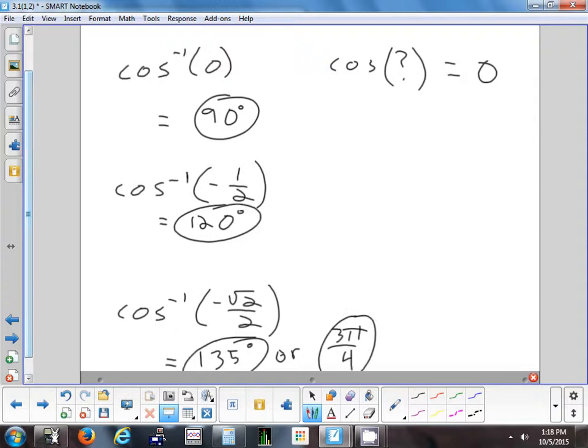Okay, I want you to just get used to writing it either way, because on the test you won't know which way I'm going to ask for. But I'll write it in the directions. Okay, questions on inverse cosine?